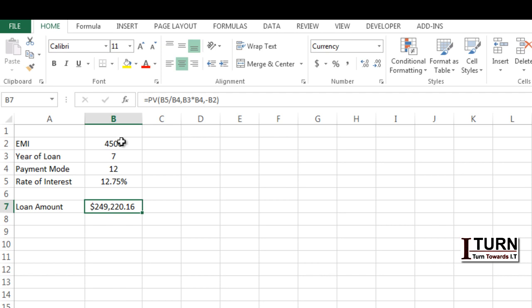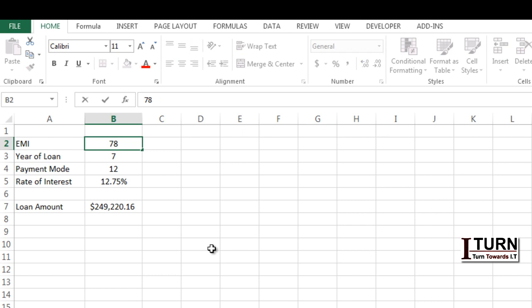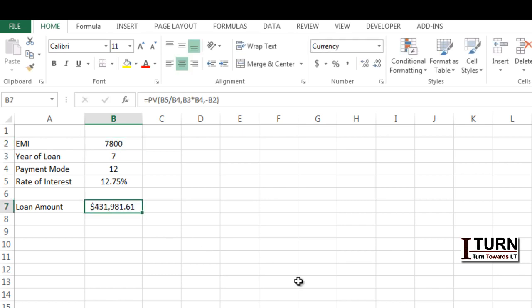Now if I change the value over here, let's say I am willing to pay 7,800 on a monthly basis, you can see you may get a loan of up to 4,31,981 and so on. So this is what the present value function is meant for.